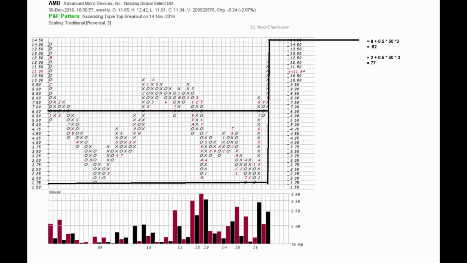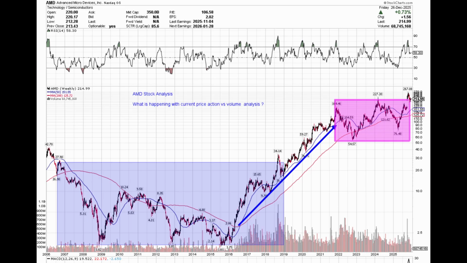I was able to calculate the move from 2006 to 2018 by determining the price target of that initial accumulation range. Based on the count I conducted through 2016, the price target was between $77 and $82. Surprisingly, the stock respected this level. The move that began at $1.61 reached the $80 to $90 range, where the cause built during the accumulation was fulfilled. At that point, the price entered a reaccumulation phase.